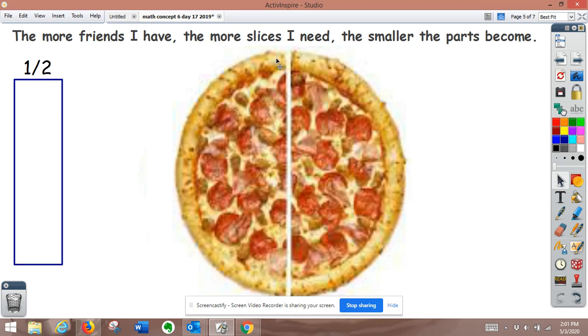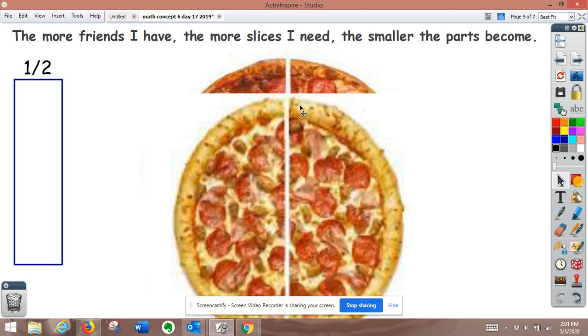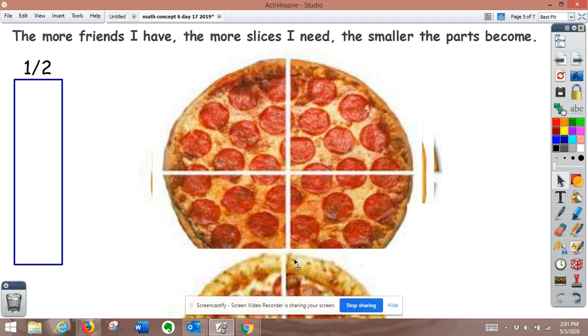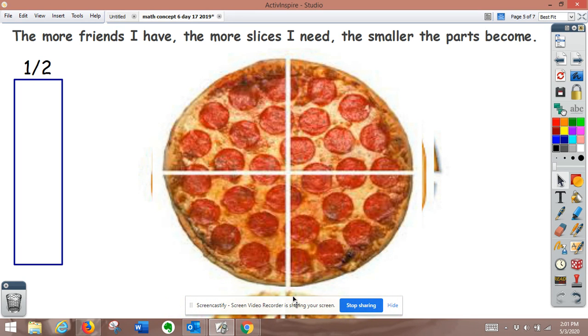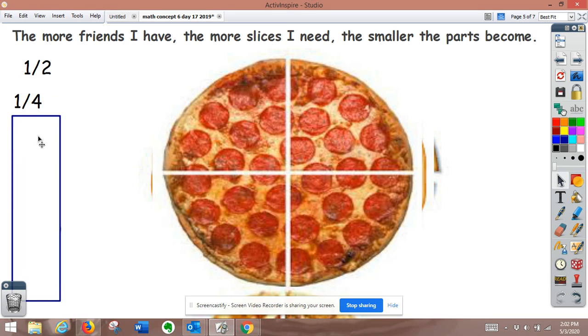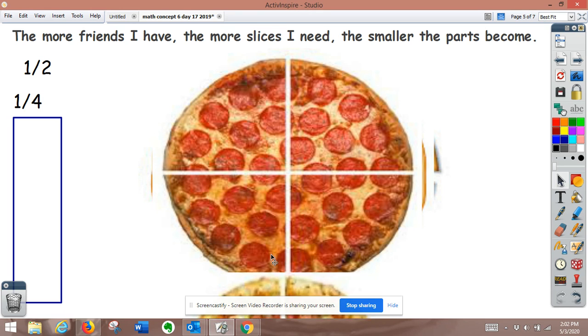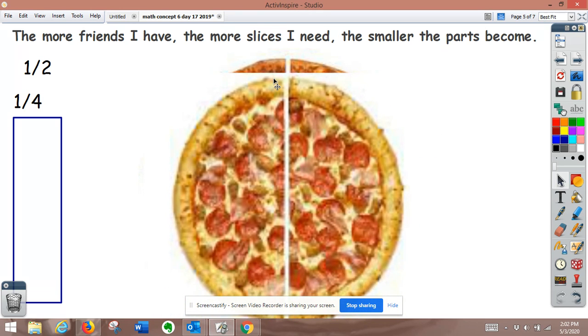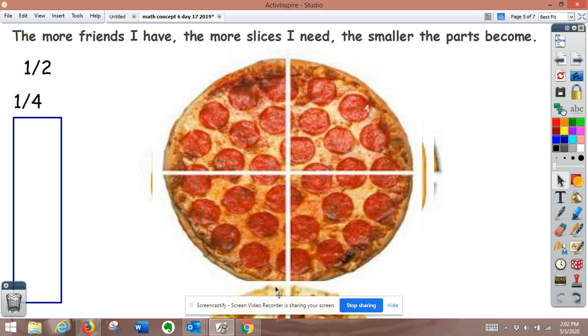Oh, wait, someone's at the door. All right, 2 friends show up. Jake and Malachi are here. Well, now I've got to take my one pizza and divide it into 4 parts. Now I've got to take it, and I only get one of those. I'm sharing. I'm a nice guy. I get 1 part out of the 4. You can see my piece is smaller now, isn't it? Before I had half. Now I've got 1/4.